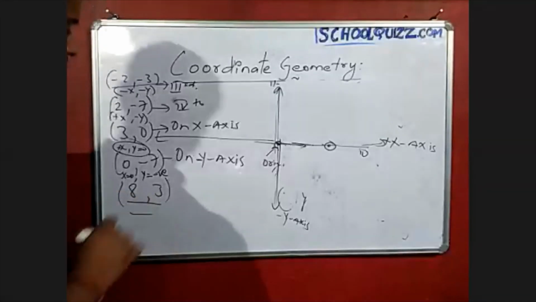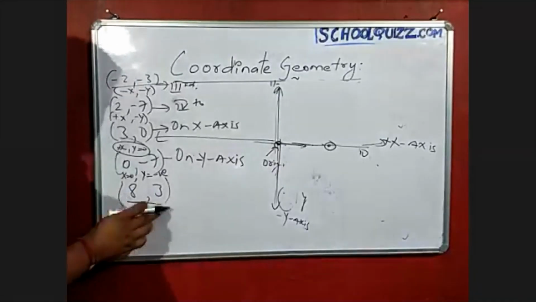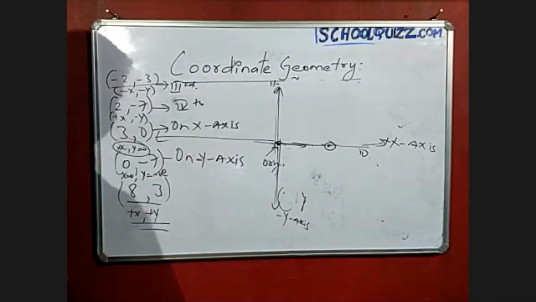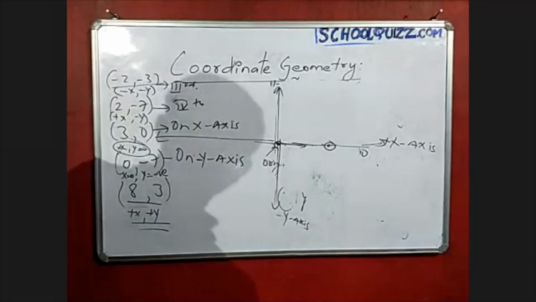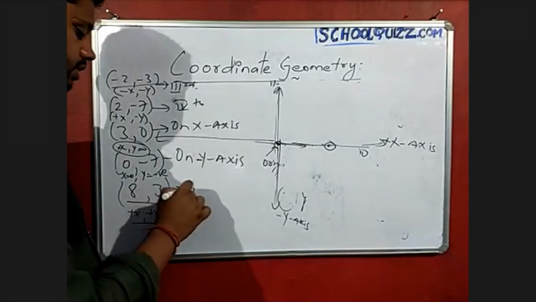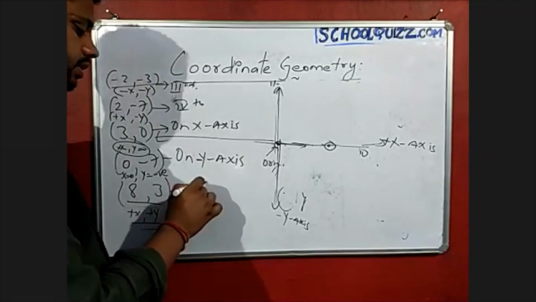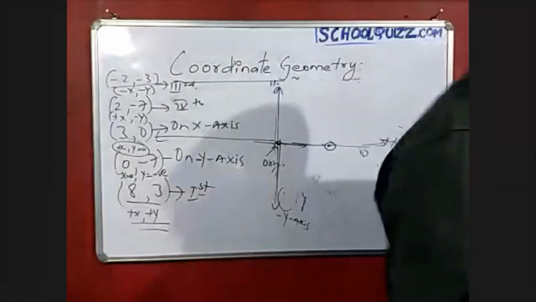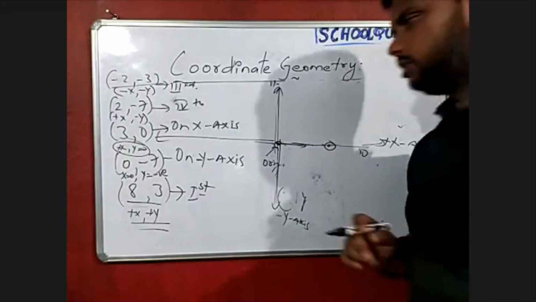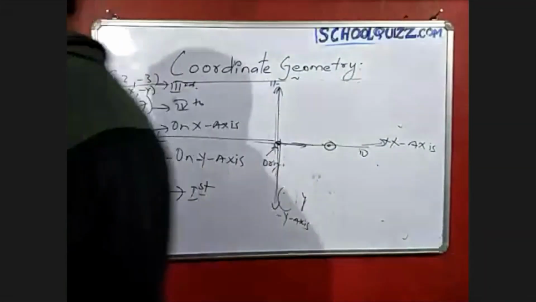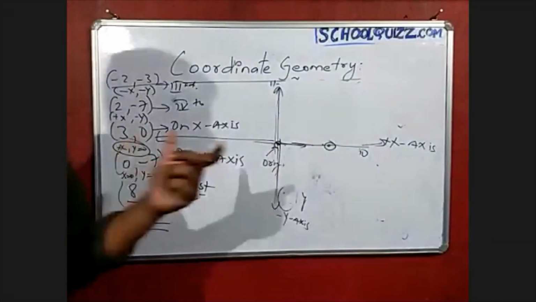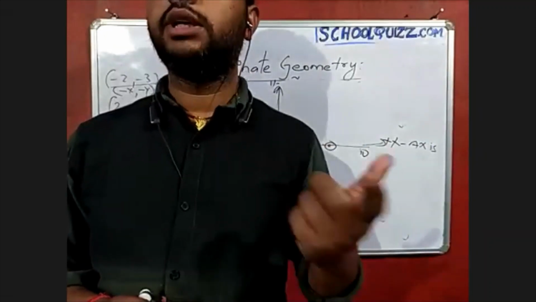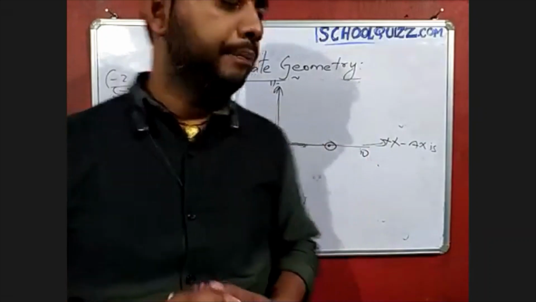What about this one, 8 comma 3? 8 comma 3 means again both are positive, x also positive, y also positive, means we can say that the point lies in the first quadrant, because in the first quadrant both the x and y coordinates are positive. Okay, so in this way we can find out where that point lies on the coordinate system.